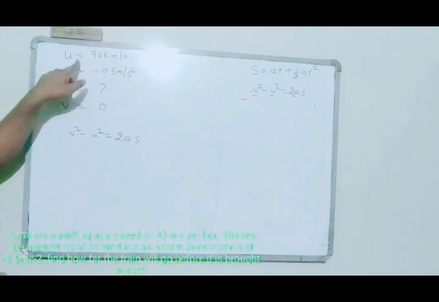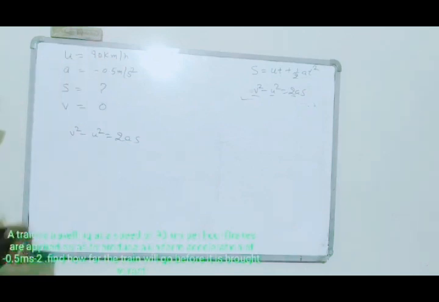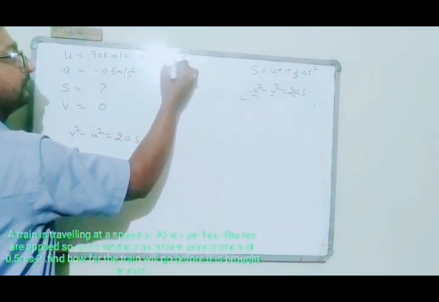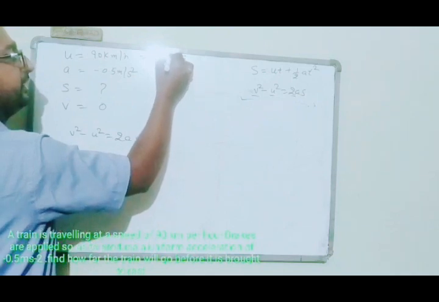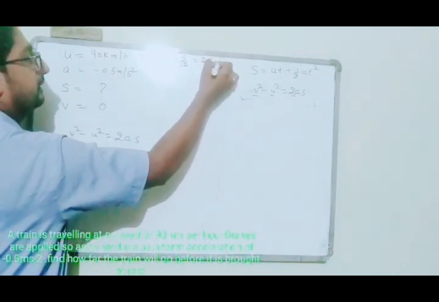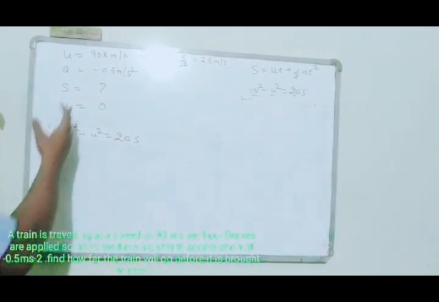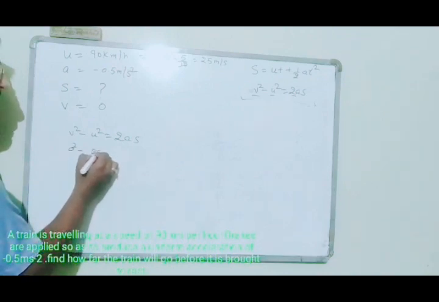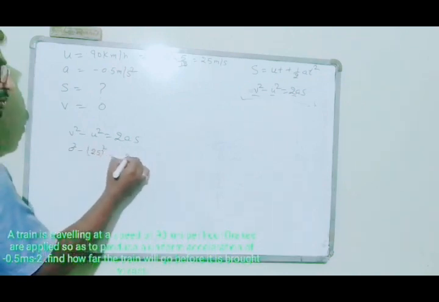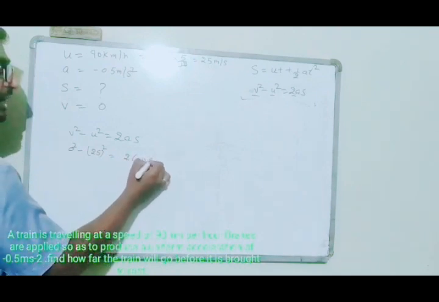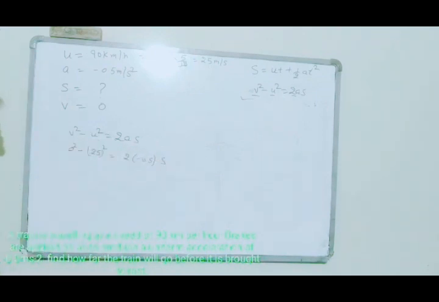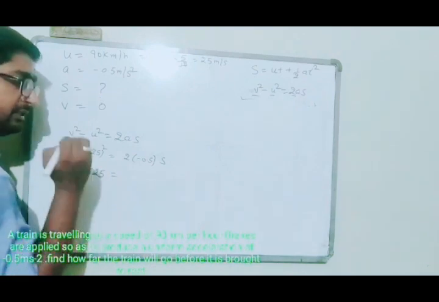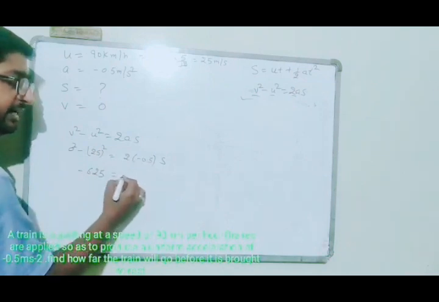One thing more here, U is in kilometer per hour. We have to convert this kilometer per hour into meter per second. So 90 into 5 by 18. 18 5s are 90, so it is 25 meter per second. So V is 0 square minus U, which is 25 whole square, equals 2 into minus 0.5 into S. So this will become 25 whole square, that is 625, equals 0.5 into 2, that is minus.